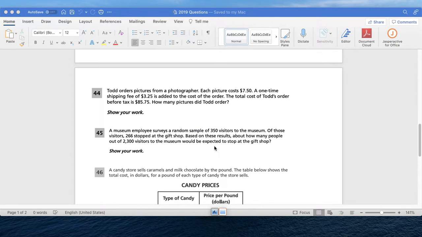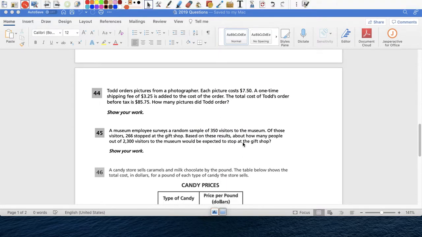Alright. Todd ordered pictures. Each picture costs $7.50. A one-time shipping fee is $3.25. Total cost of the order before tax is $85.75. How many pictures did Todd order? So $7.50 times x, x representing the number of pictures he ordered, plus the shipping fee, 3.25. All that equaled 85.75. So how many pictures did he order?